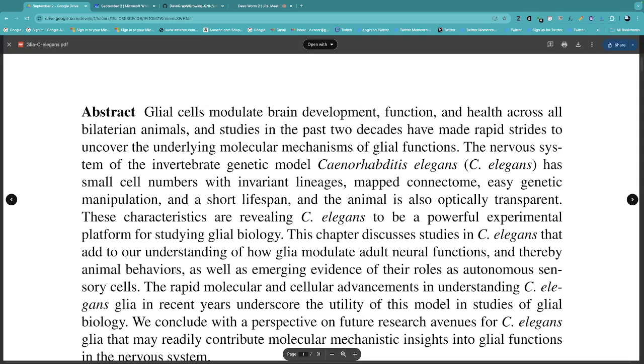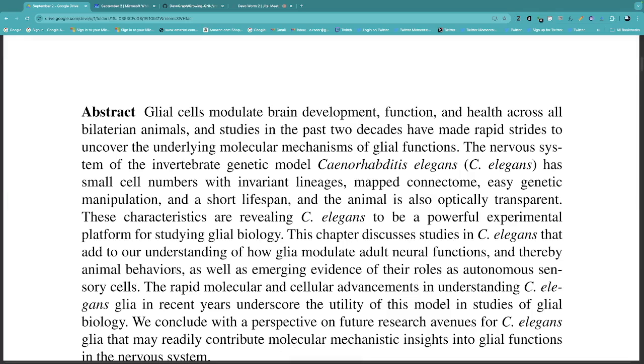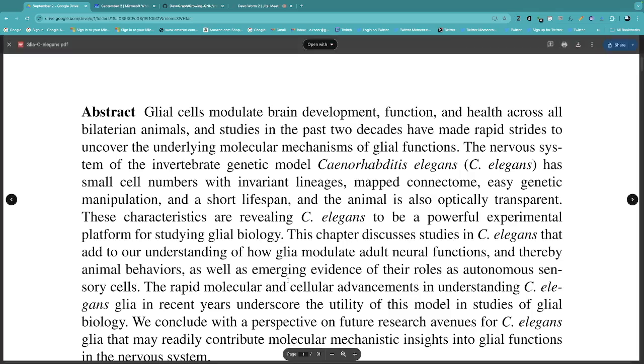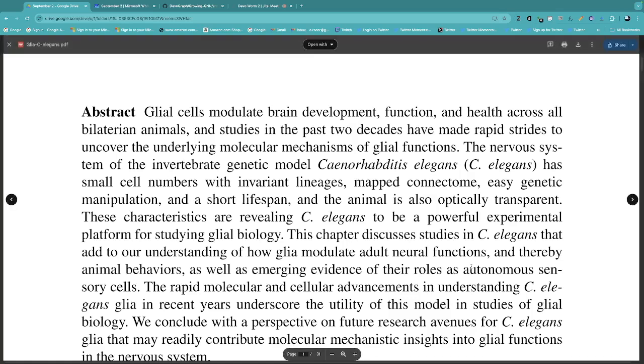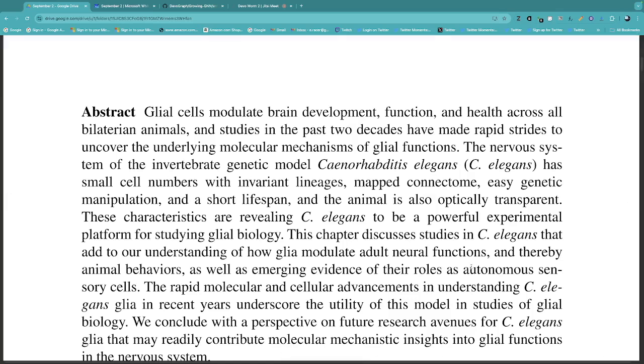So, they're modulatory, of course. They interact with neurons and interact with neural connections. They also have some role in behavior, perhaps. And then they actually act as autonomous sensory cells, which I wasn't aware of before. But I guess they're sensing the environment of the nervous system. I'm not really sure what that means. Maybe they actually play a role in sensation.